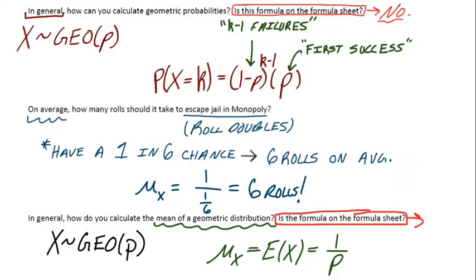Is that on the formula sheet? No, unfortunately not. So that's something that we have to use intuition for as well. In this case, if it takes us 1 out of 6 to roll doubles, then you can expect the mean would be 6 rolls to get doubles on average.